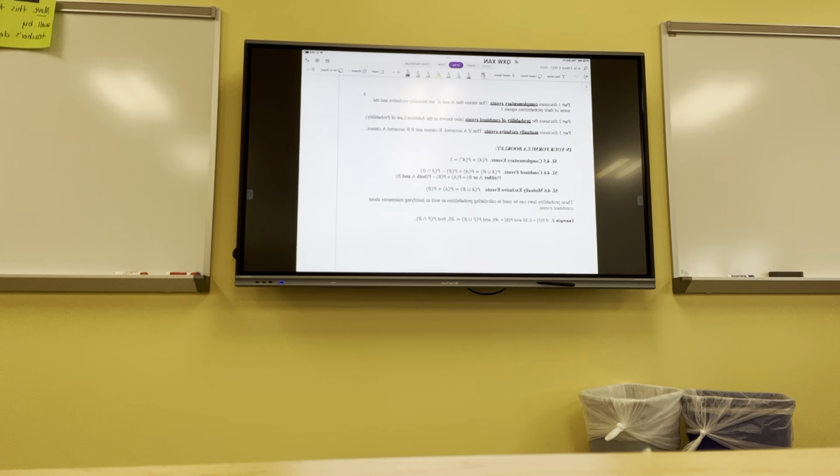Okay, so part one discusses complementary events. That means that A and not A are mutually exclusive and their probabilities sum to 1.